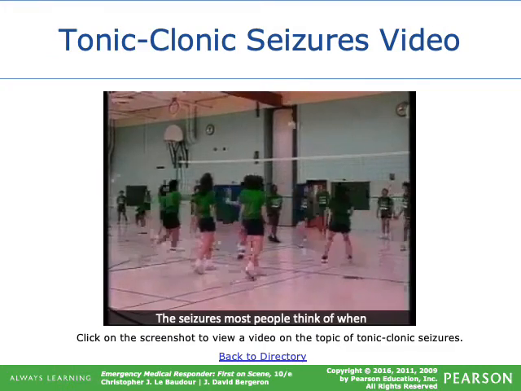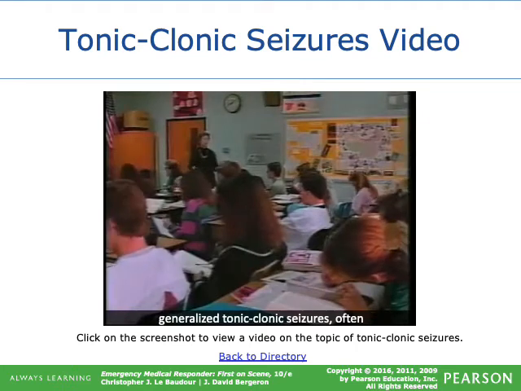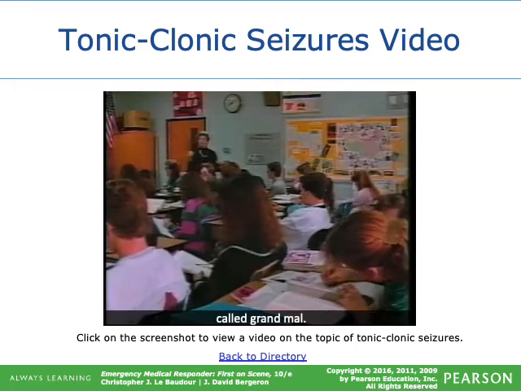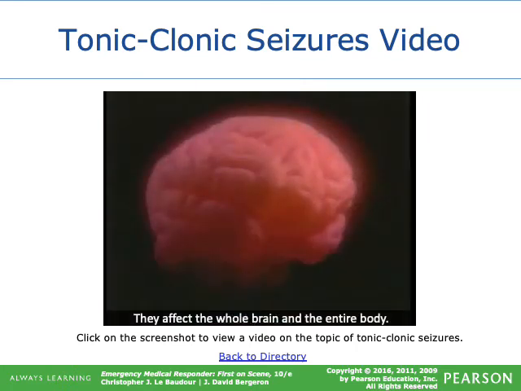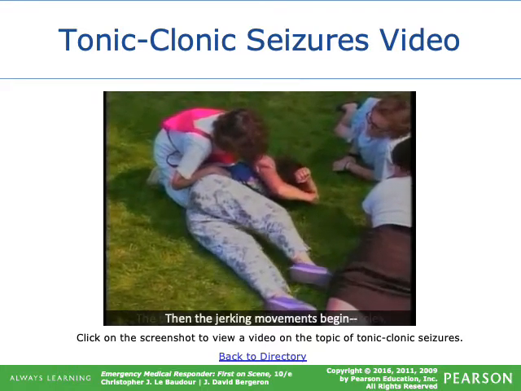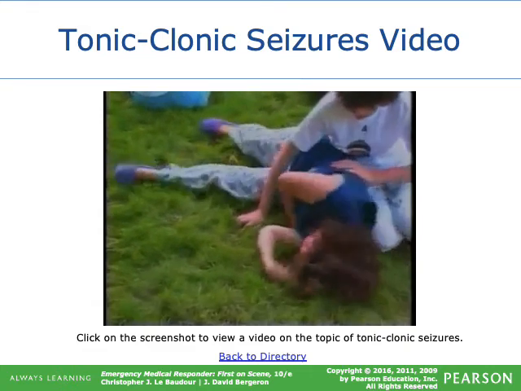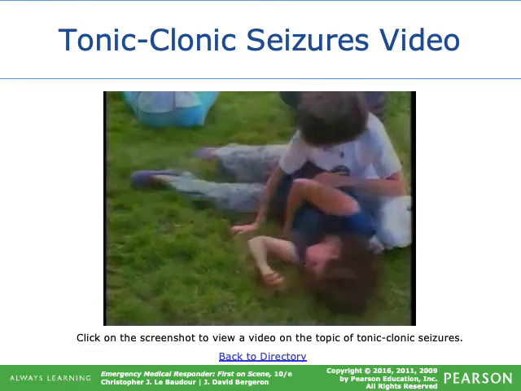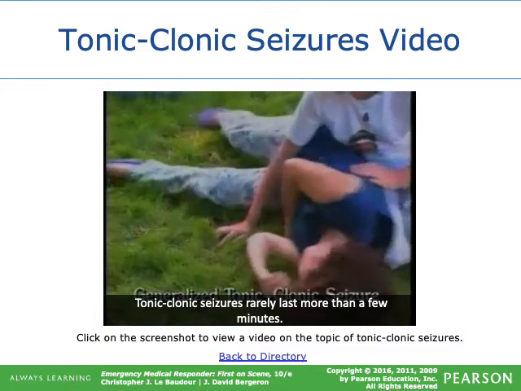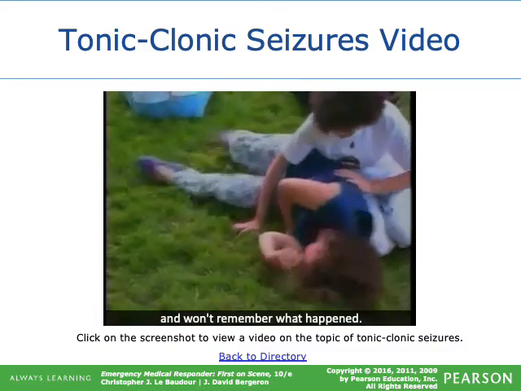The seizures most people think of when they hear the word epilepsy are generalized tonic-clonic seizures, often called grand mal. They affect the whole brain and the entire body. The tonic phase is the stiffening of the muscles. Then the jerking movements begin, the clonic activity that you see here. Tonic-clonic seizures rarely last more than a few minutes. A person having one isn't conscious and won't remember what happened.